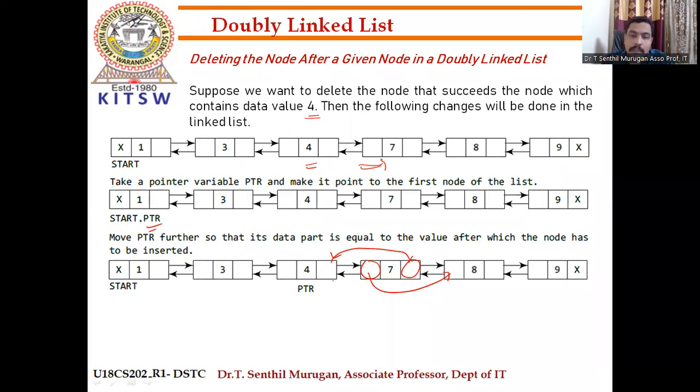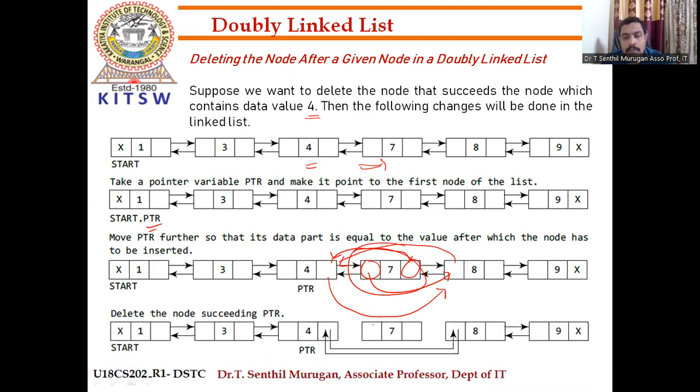Okay. So what will happen now? If you keep this address, this node will be pointing to here. After changing, this node will point to here, and this node will point to here. This link will be established. In between, 7 will be removed.